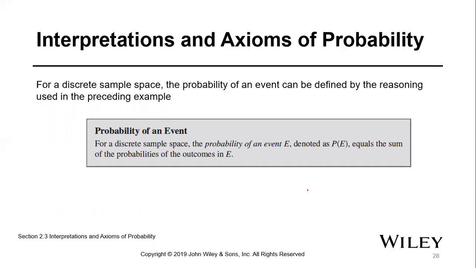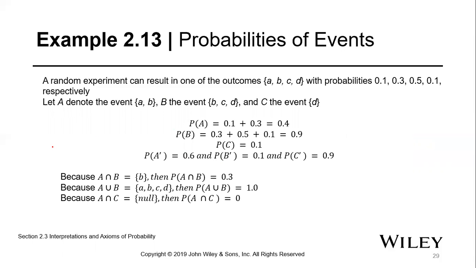For discrete sample spaces, the probability of an event can be defined by reasoning in the previous example. So the probability of event E, which is called P of E, equals the sum of probabilities of the outcomes, which we'll get to. So if we have a random experiment that can result in the outcomes A, B, C, and D, and here are our probabilities for A, B, C, and D. Let A denote events A and B. So here are these two right here, 0.1 and 0.3. So those are A's. Well, the probability of that would be 0.1 plus 0.3, which is 0.4.